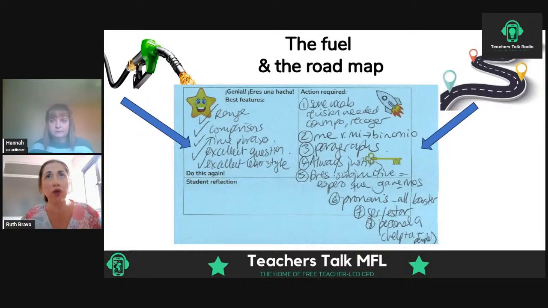So I do force myself. I mean, there is an imbalance. Clearly, if you look, the fuel is not as big as the roadmap that the student has ahead to focus on and meet those targets. But it is good practice to remind them of those two things and have a bit of a balance.